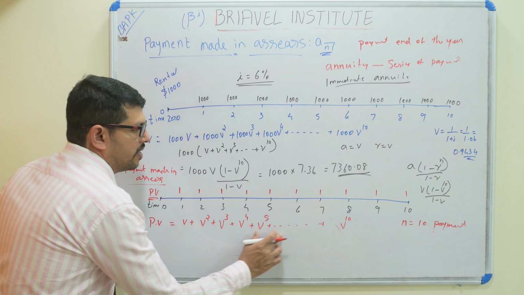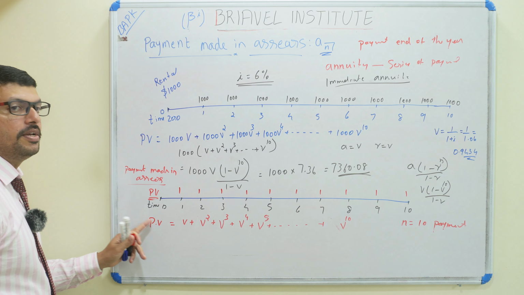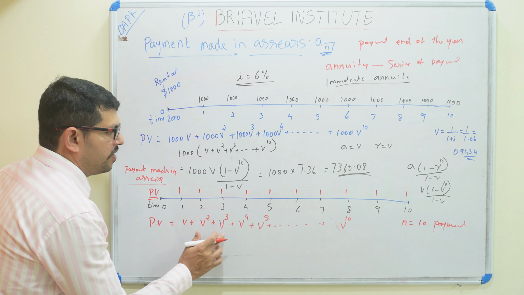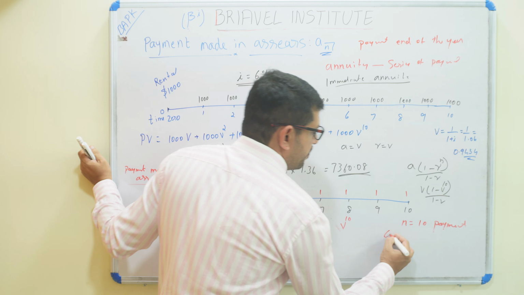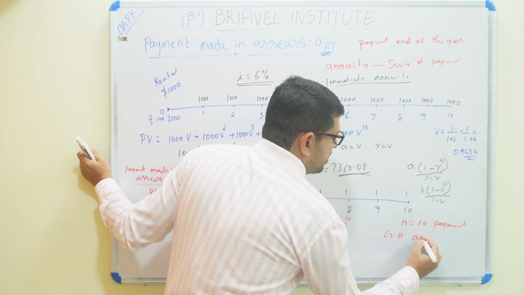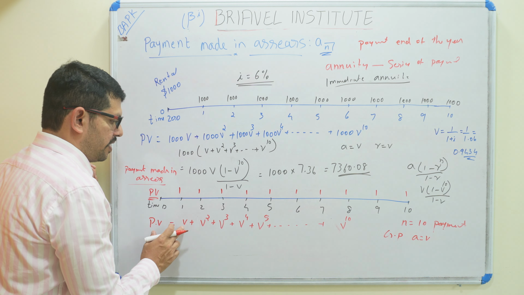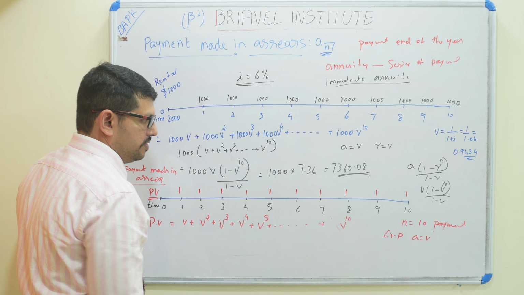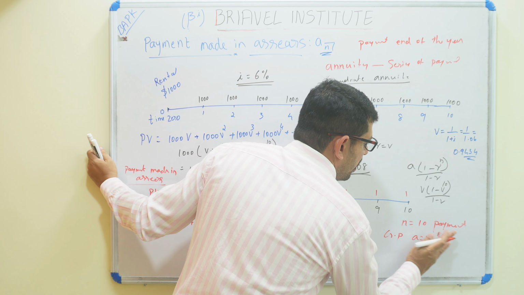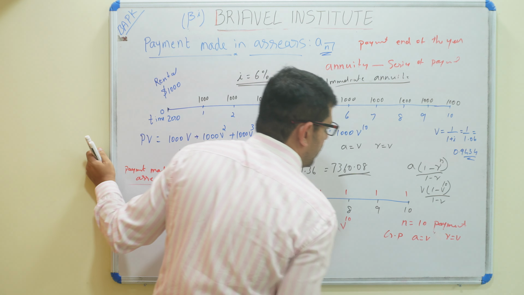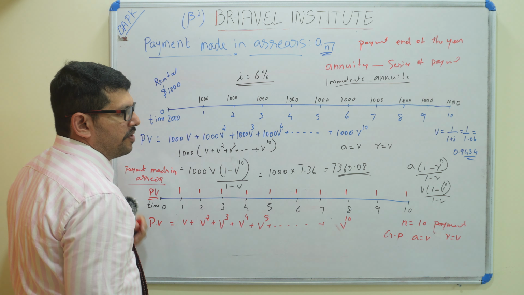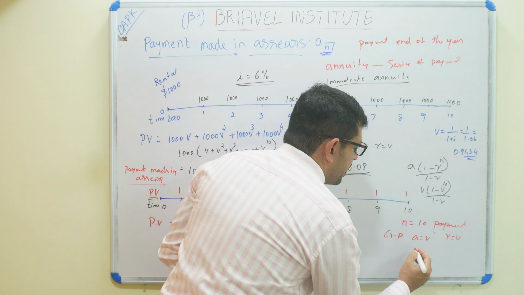Now you see, this is the formula for the present value. Now we can find it using a geometric progression. a is equal to v, and r is also v, since each term is multiplied by v only. So we can substitute a equal to v and 1 minus v raised to n, with n equal to 10, whole divided by 1 minus v. So the same we can write here.